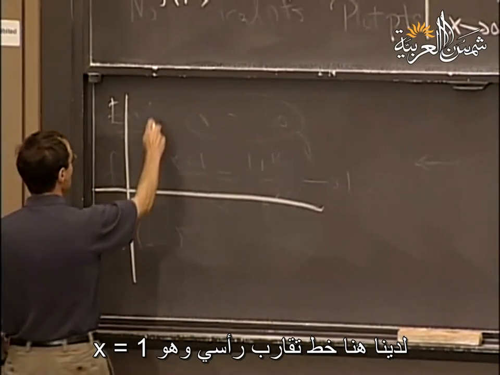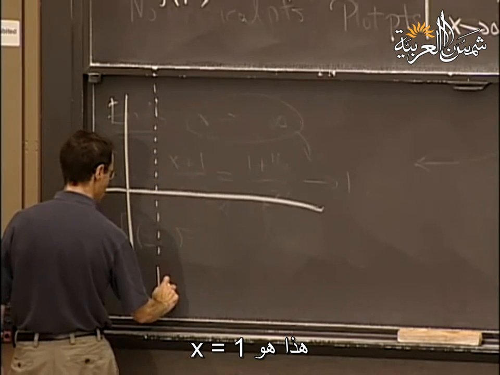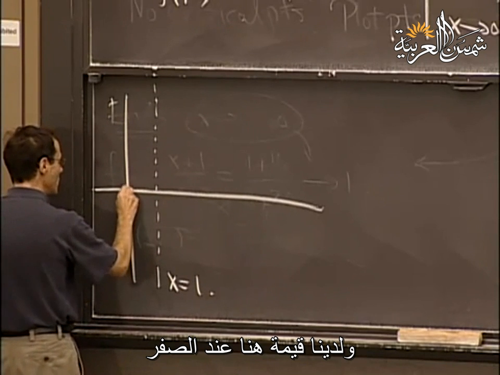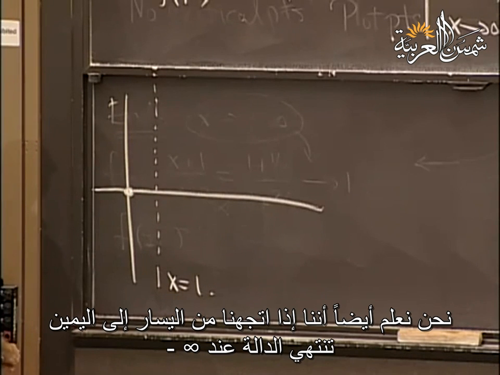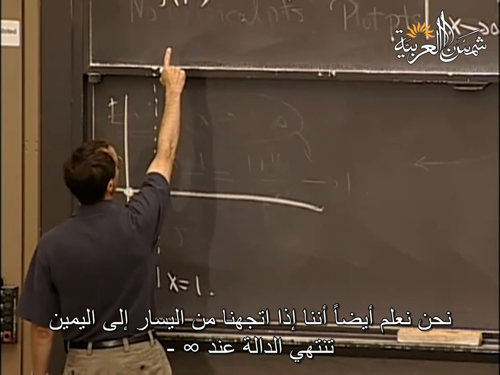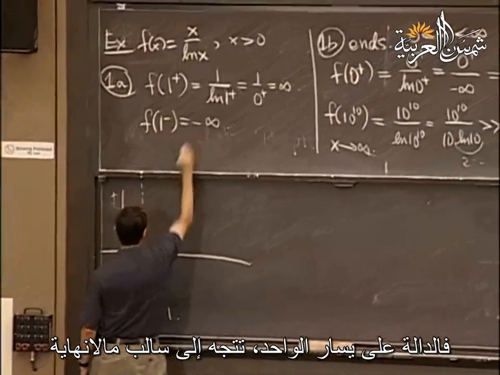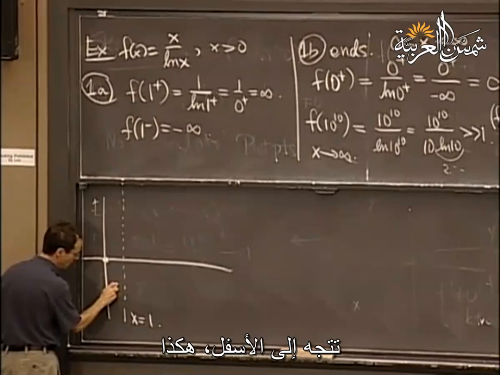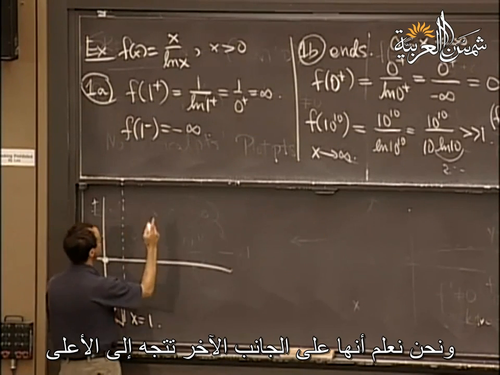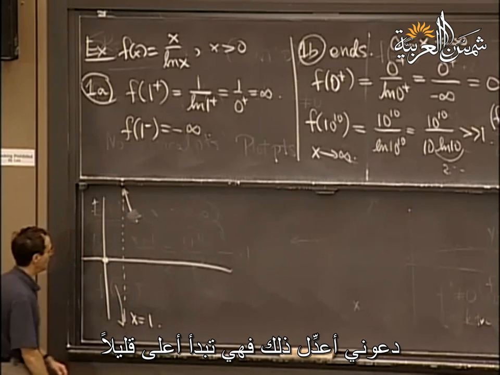We have a vertical asymptote, which is at x equals 1. Right here, so this is x equals 1. And we have a value, which is that it's 0 here. We also know that when we come in from the left, that's f of 1 from the left, we get negative infinity, so it's diving down. It's going down like this. All right? And furthermore, on the other side, we know it's climbing up, so it's going up like this. Maybe I'll just start it a little higher than that.